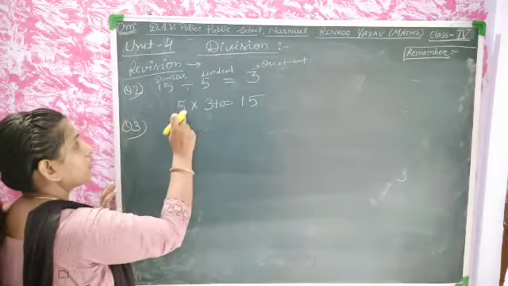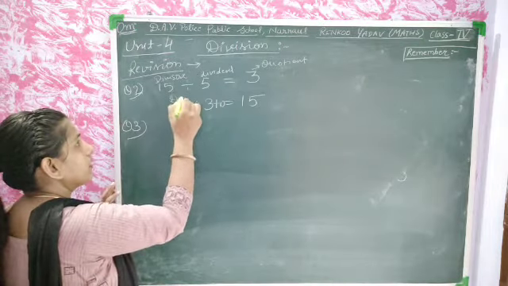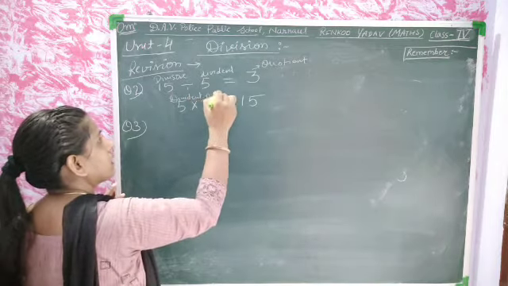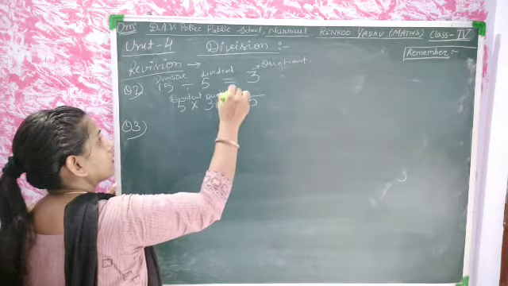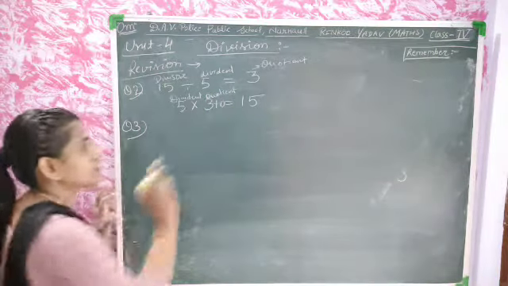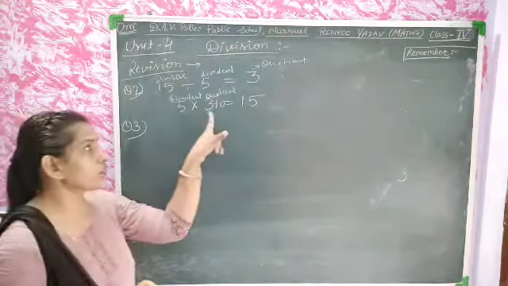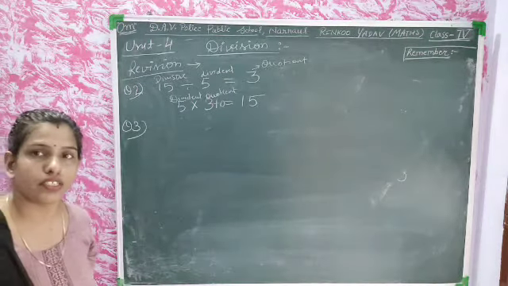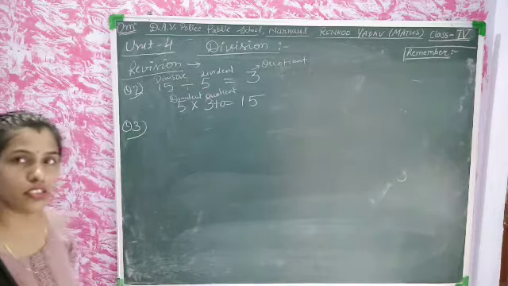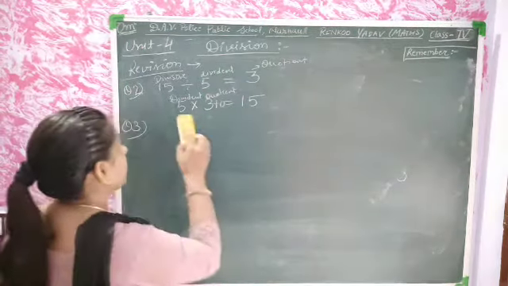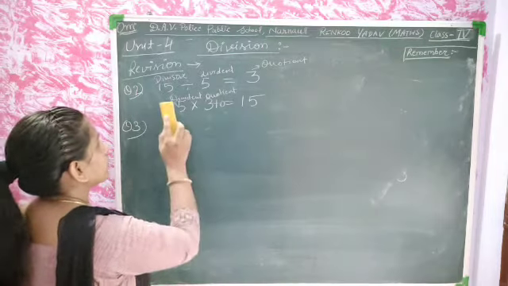There is 5, the dividend, into quotient. This is the quotient here. Dividend into quotient plus remainder is equal to the divisor. It means 5 into 3 plus remainder is equal to the divisor. Is it clear, students? Dividend into quotient is equal to the divisor.